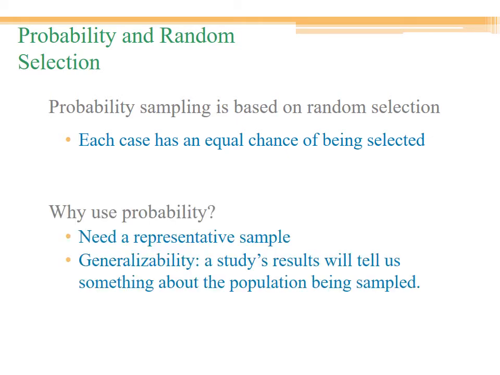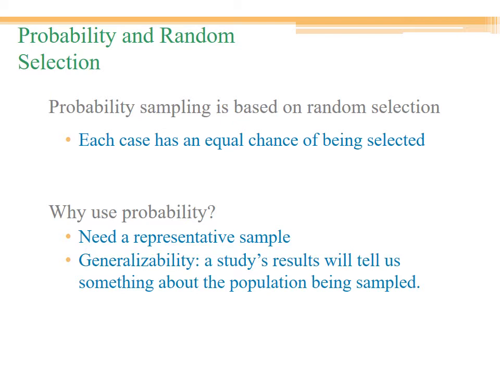We use probability sampling when we need a representative sample. With a representative sample, you can make generalizations. So generalizability means that a study's result will tell us something about the population being sampled. So a representative sample resembles the population enough that whatever we find in our sample, we can say that this is true for the population as well.